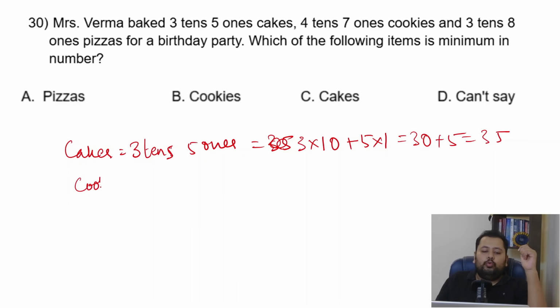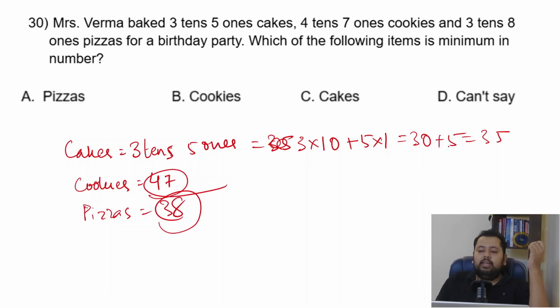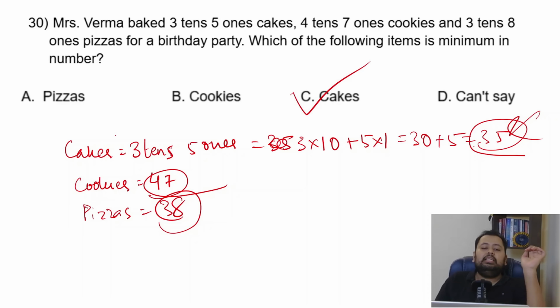Similarly, if you find the same for cookies, cookies are 47. And if you see pizzas, pizzas are 38, right? So out of 38, 47, and 35, which number is lower? It is the 35 number that is the lowest, right? And 35 is what? Cake. So option number C is your correct answer. I hope you got this one correct as well. If you did, give yourself a star.